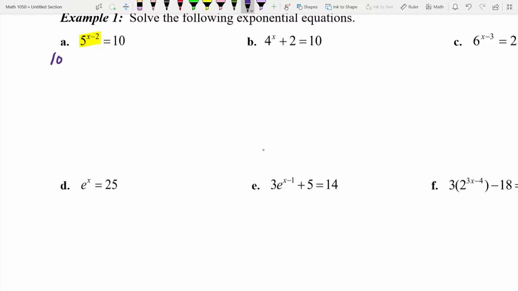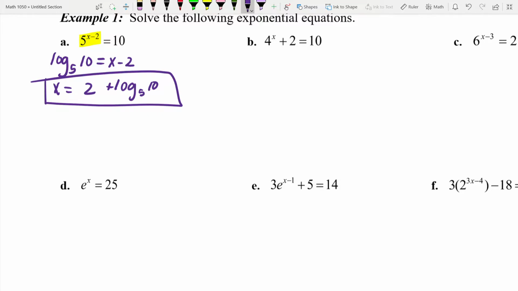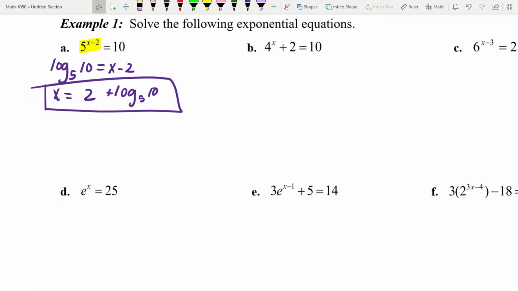So everybody write this as log base 5 of 10 is equal to x minus 2. Move your 2 over, and you get x equals 2 plus log base 5 of 10. Literally, that's your answer. There's nothing that you have to do. You are not required to check this problem. Someone tell me why you're not required to check the problem. You can do it, and we're actually going to do it in just a second, but why is it not required? Tell me. It's not given in log.